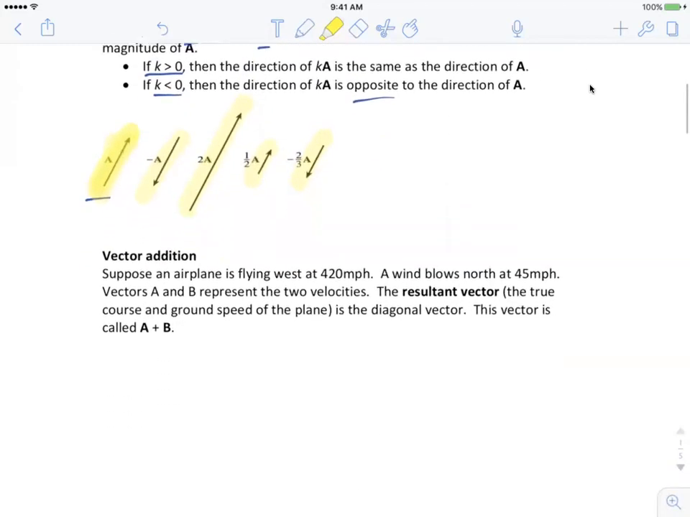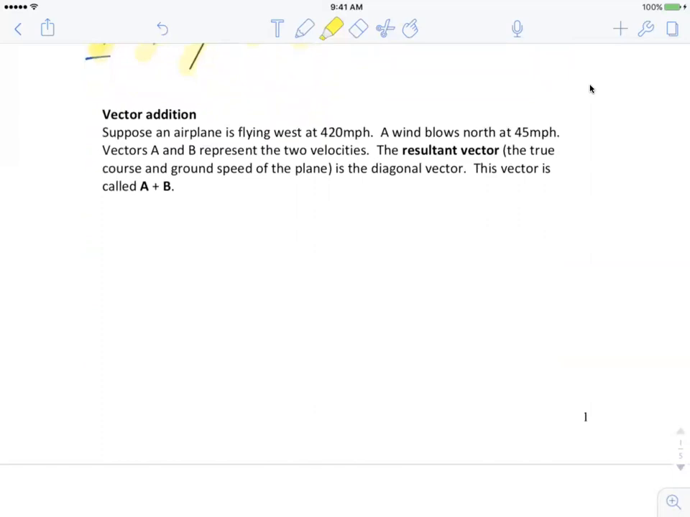Now some vector addition. You start getting a couple of things happening. We have our airplane flying west at 420, and then we have a wind blowing north at 45 miles per hour. The resultant vector is going to be the true course and the ground speed of that plane.